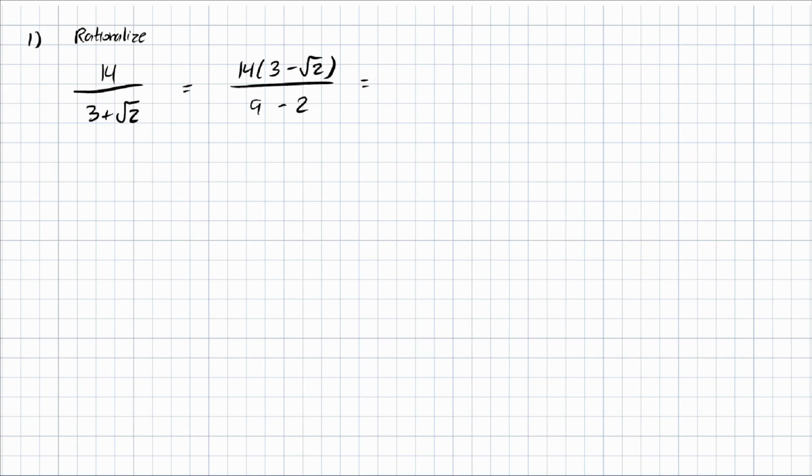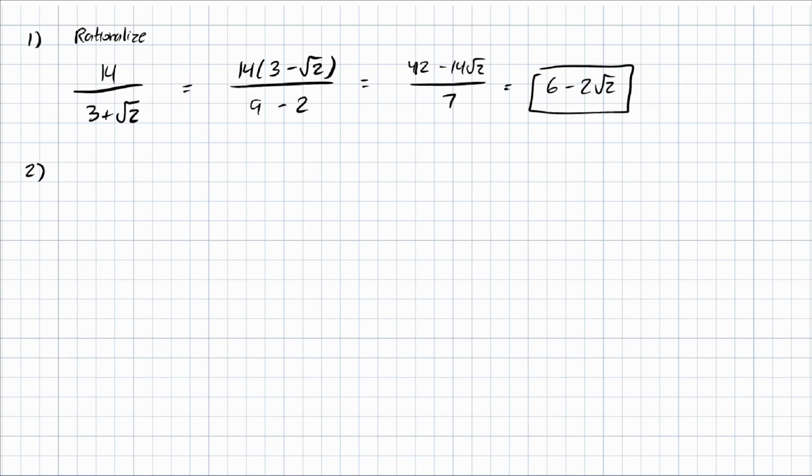Right. Now just simplify the numerator and denominator. You get 42 minus 14 root 2 over 7. And then simplify to 6 minus 2 root 2. And that is your answer.